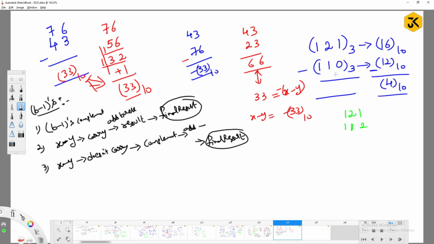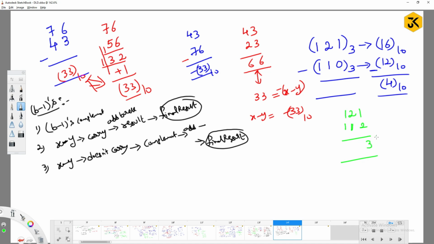Here the maximum positive value is 222. From 222 you subtract 110, you get 112, and then you perform addition. What value do you get here? 3. But is it correct? No. In the base 3 radix system, there is no digit greater than or equal to 3, right? Then what do you have to do? Again you have to convert into base 3 format.